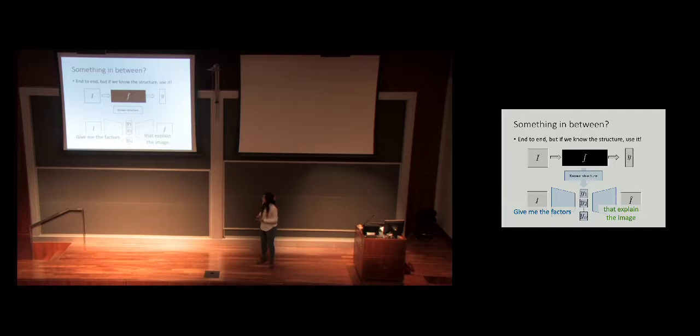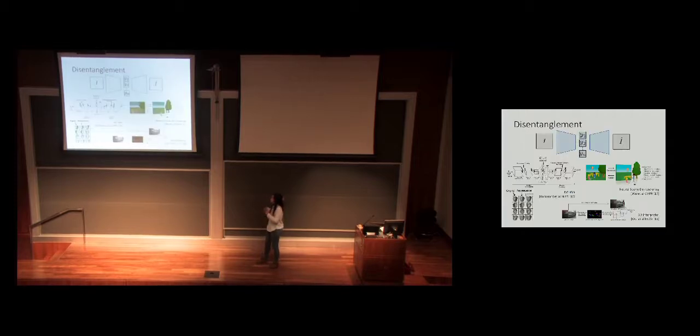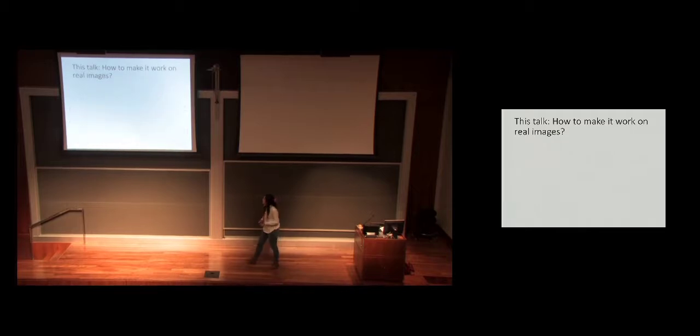Of course, there's been a lot of work in this domain, this disentanglement or generative model learning through deep learning. But I think a lot of the work is still in toy data sets or synthetic data sets. And so the topic of my talk today is how can we make this kind of approach work better on real images?